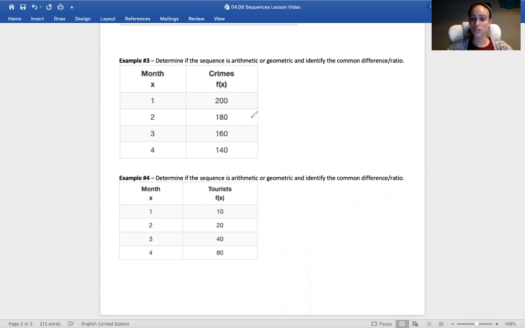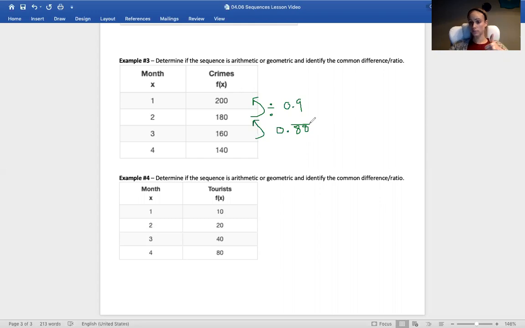To determine if it's geometric, we take our term and divide it by the previous. So I'm going to divide here. 180 divided by 200 is 9/10. Now to verify this, I need to see if it works for the next set. So again, I'm going to divide. Let's see what 160 divided by 180 is. And that is, ooh, a repeating decimal. It is 0.8 repeating.